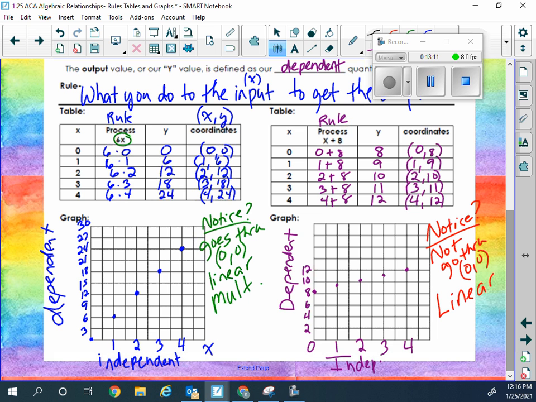It's additive. Because remember last week when we talked about additive, they did not go through the origin. They were always up here somewhere, and then they made a straight line. It's an additive relationship. And again, you knew that because the process was additive. Okay? How are we doing?